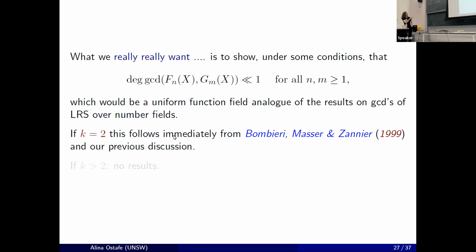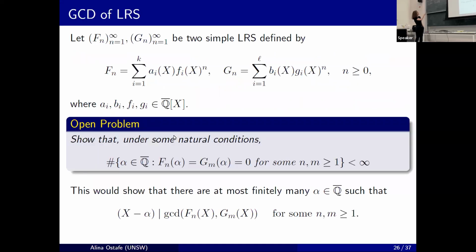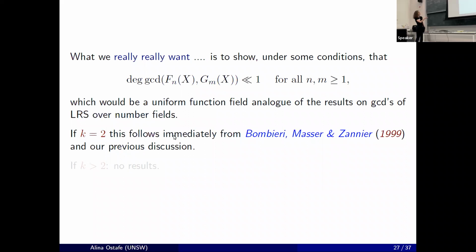Let me mention that if k equals 2, this actually follows. So k here is the number of summands, and if both are linear recurrences of order 2, then this follows from Bombieri, Masser, and Zannier because one can reduce to the multiplicative case. But if k is larger than 2, then no results are known.